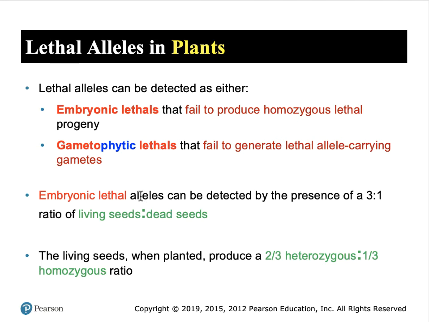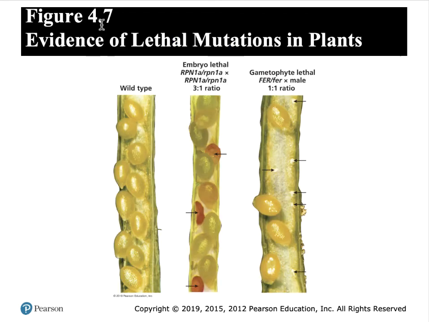The embryonic lethal alleles can be detected by the presence of a 3:1 ratio in the living seeds versus the dead seeds. And amongst the living seeds, the ratio is 2:1, in that 2 are heterozygous and the 1 is homozygous. Figure 4.7 supports the lethality of alleles in plants. Here's the wild type condition, where the embryos are fully functional. Here's the lethal gene kicking in and killing these seeds. And here we can see the gametophytic lethal and the ratio that it produces.